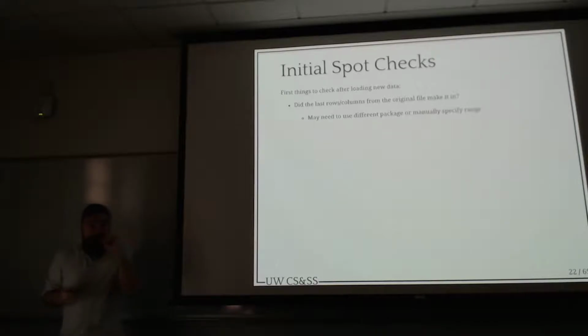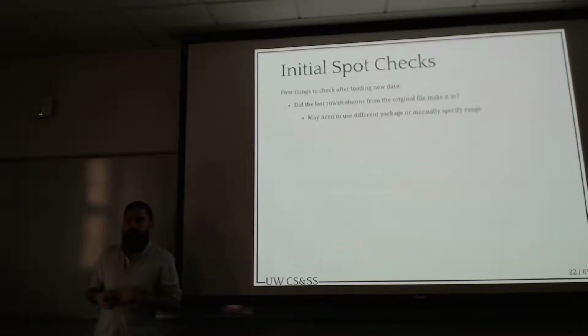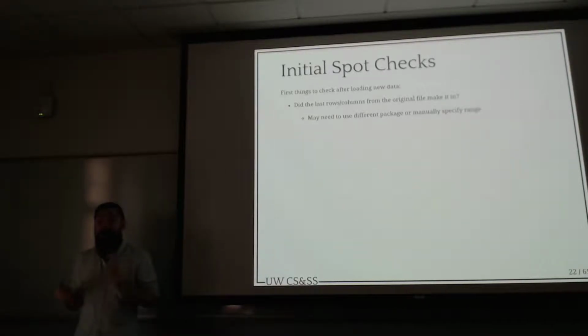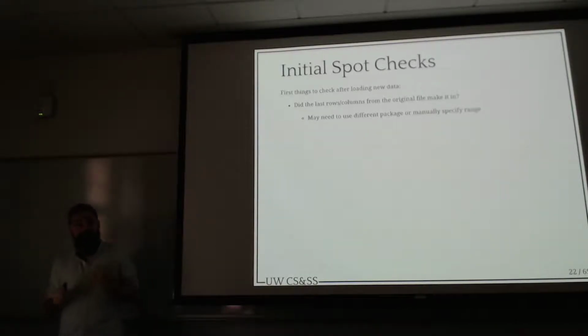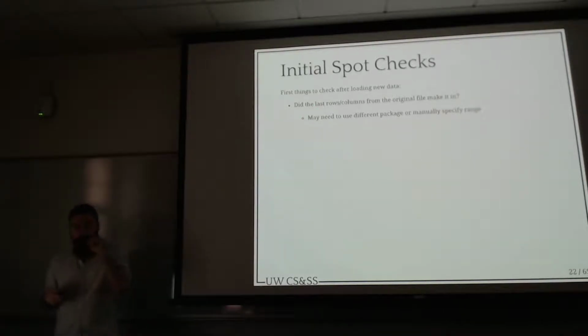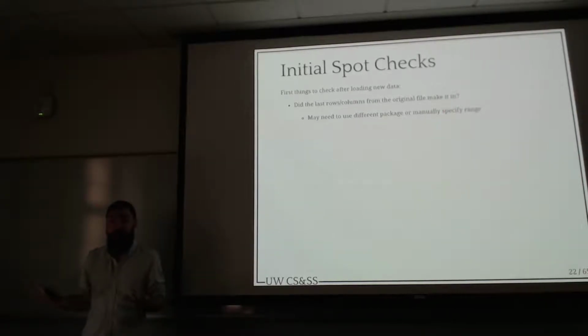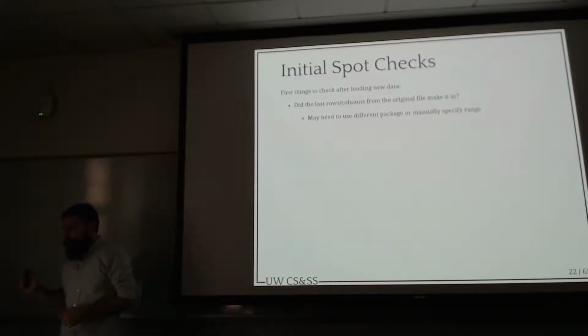The first thing is, did the last rows and last columns from the original file make it in? Typically, the first rows and the first columns make it in okay, and it will be obvious if they don't. But the last rows and the last columns are often missed, especially in large files. Get the tail on things, look at the last columns, that sort of thing. If you have the last rows or columns coming in weird, you may have to use a different package to load the data, or you may need to manually specify the range of something. It might be just some strange thing going on. That's one of the most common problems.